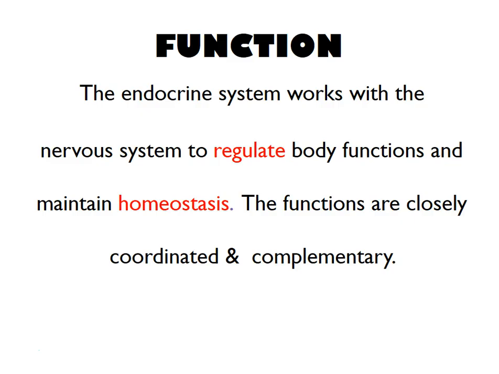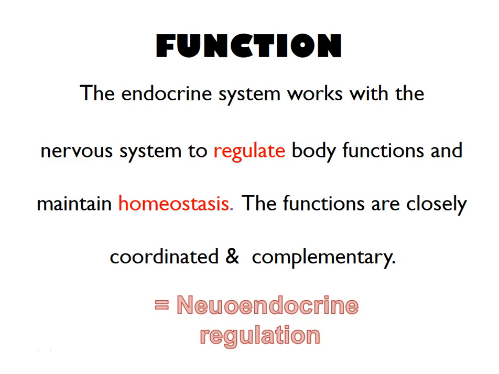So the function of the endocrine system is to basically work with the nervous system to regulate body functions and maintain homeostasis. The functions are closely coordinated and complementary to each other. So that's why a lot of times when you think of the endocrine system, you should kind of see it in terms of neuroendocrine regulation.